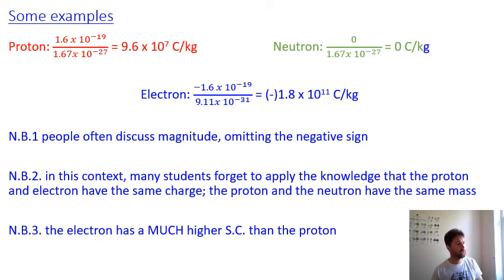And as I've mentioned, the electron has a much higher specific charge, roughly 2,000 times bigger, because its mass is roughly 2,000 times smaller.